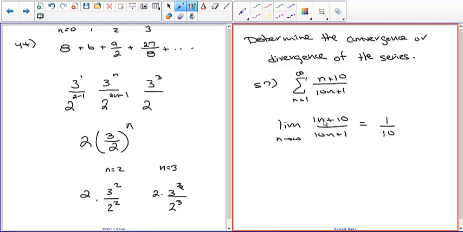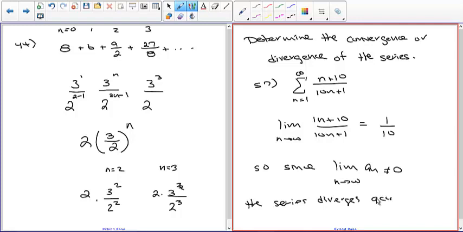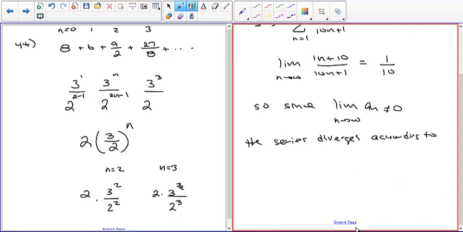These are the highest order terms. And so since the limit of a sub n as n goes to infinity does not equal 0, the series diverges according to the nth term test. Okay.